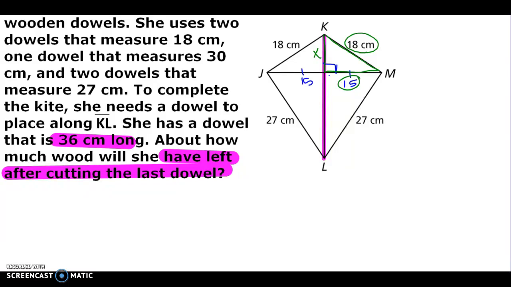So 18 squared plus 18. Be careful on which one. Oh no. What's 18? Hypotenuse. 18's across from the right angle, so it's the hypotenuse. So x squared plus 15 squared.